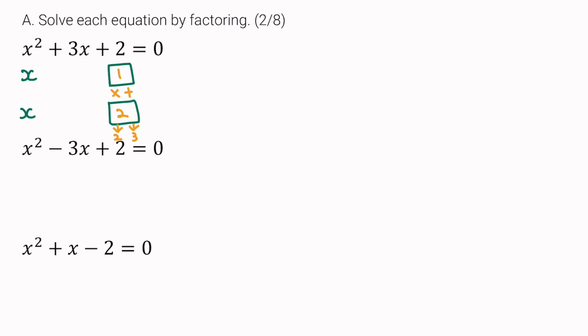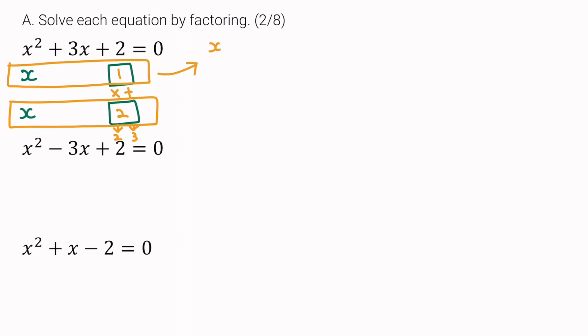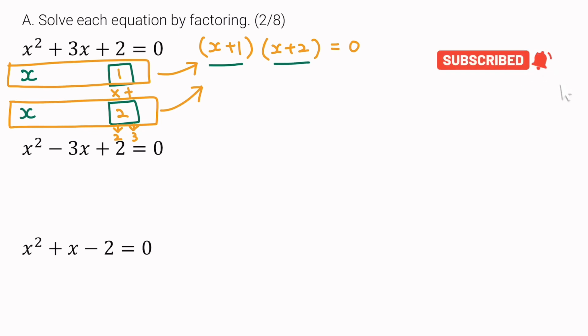Okay, so my boxes are confirmed, so I'm going to draw another rectangular box like these so that I can come up with two binomials. First one will be x plus 1, and second one will be x plus 2. And I'm going to put parentheses around those two binomials, have them multiplied to each other, and set it equal to 0, which means if x plus 1 times x plus 2 is equal to 0, it's either x plus 1 is 0 or x plus 2 is 0.